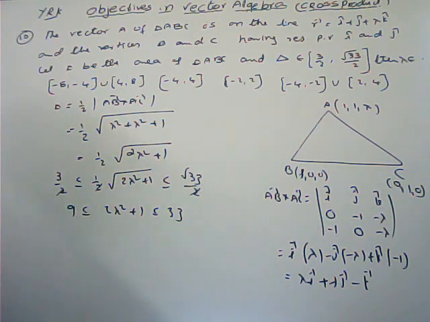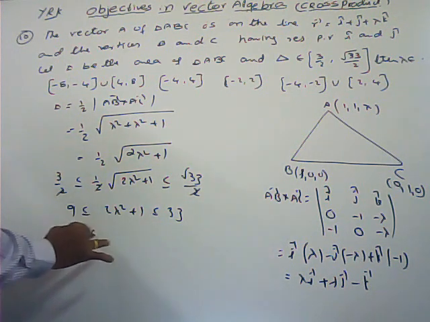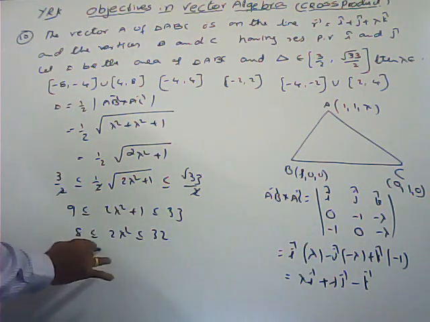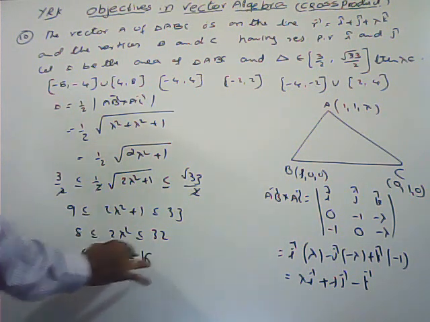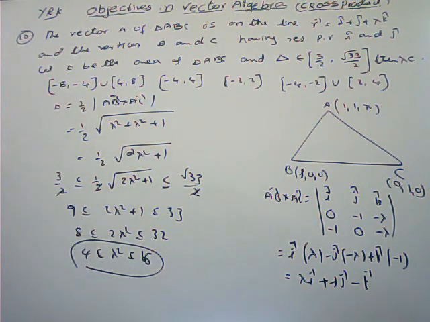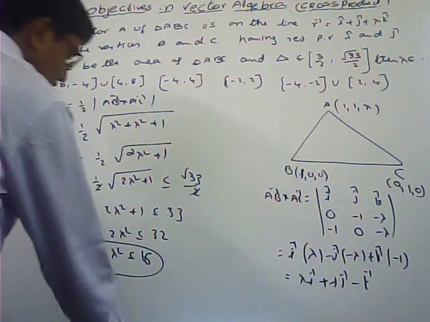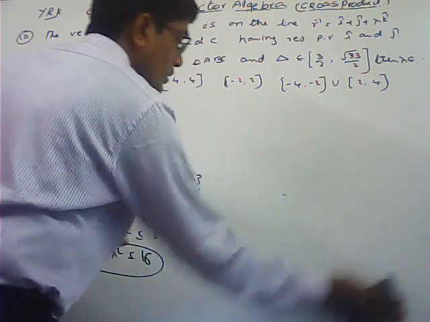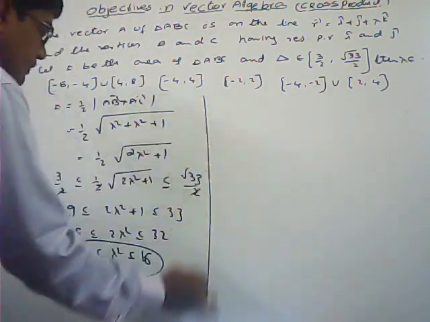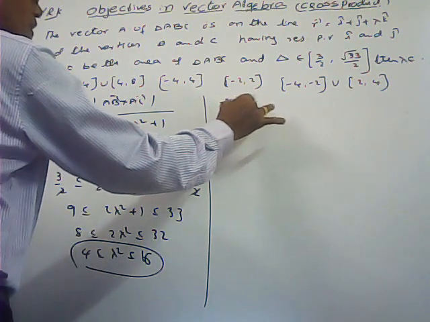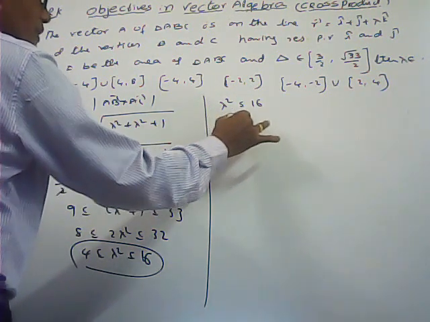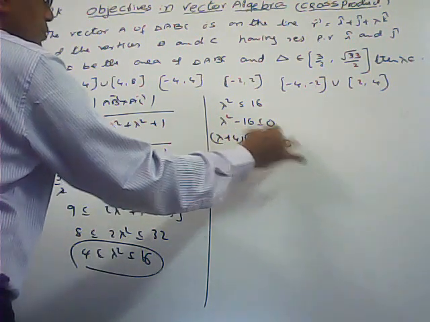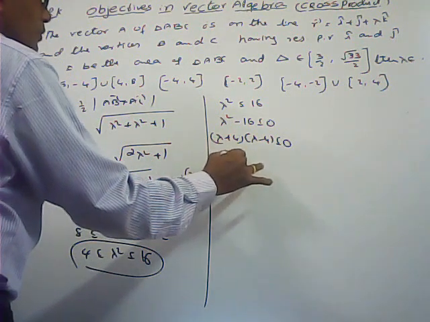Subtracting 1, 8 is less than or equal to 2 lambda square, which is less than or equal to 32. Dividing by 2, 4 is less than or equal to lambda square, which is less than or equal to 16. Here we have to solve this. How to solve lambda square less than or equal to 16? Two types of inequalities are there. Lambda square is less than or equal to 16, so lambda square minus 16 is less than or equal to 0, lambda plus 4 into lambda minus 4 is less than or equal to 0. If I take the number line, we get lambda belongs to minus 4 to 4.